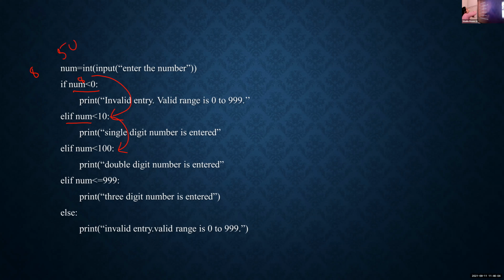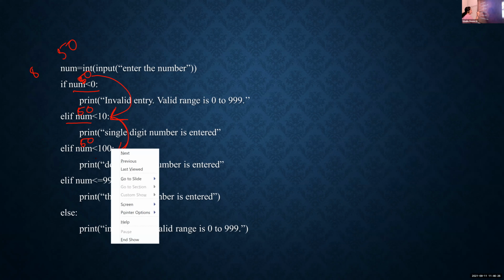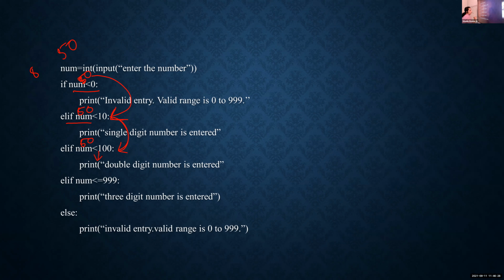So I'm giving 50. So how is the control flow, Niranjan? Here it is 50. So it's false. So elif number is less than, then also it is false. Then the next statement, it is true. If it is true, what happened? It will execute the statement just below it. Okay. If it is false, then only it will move to this else part.